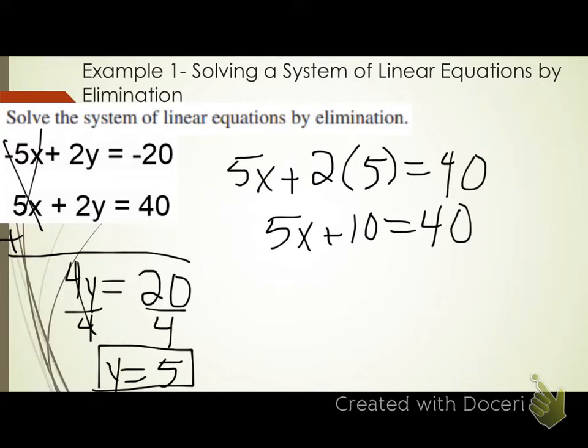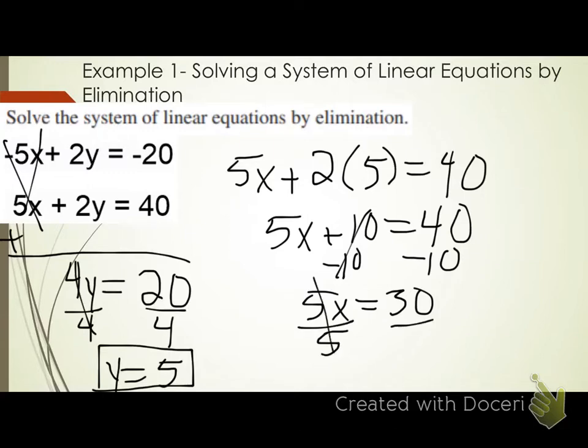Solving for x, what's my next step? Subtract 10 from both sides. 40 minus 10 is 30. My last step to get x by itself: divide by 5 on both sides. So x equals 30 divided by 5. 6. Questions on how I got x equals 6?